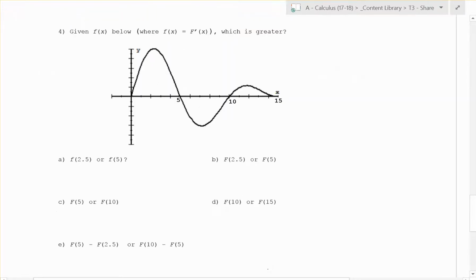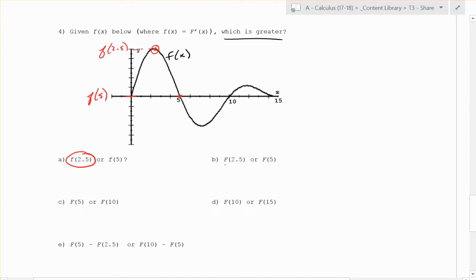So let's jump to 4, where we get this nice graph here. So this is the function lowercase f of x. Which is greater, f of 2.5 or f of 5, lowercase f? That's just plugging in 2.5 and 5 into the function. So 2.5 is right about here. There's f of 2.5, and we can label it to the left here. So that right there is f of 2.5. What about f of 5? Well, f of 5 seems to be 0. So which one's bigger? Well, f of 2.5 is higher.